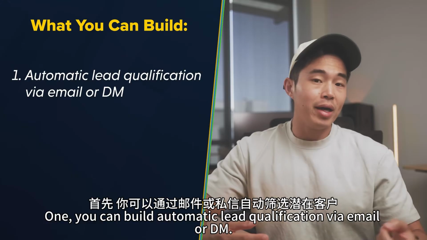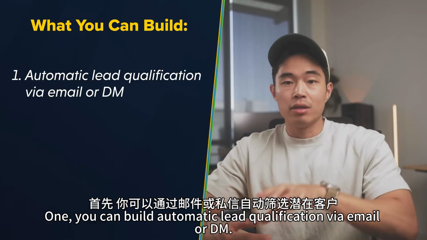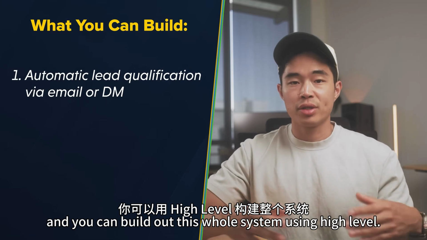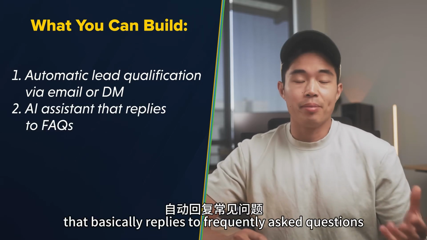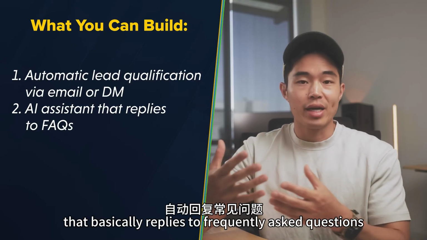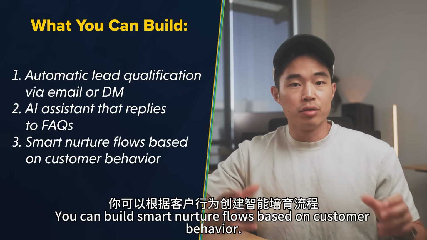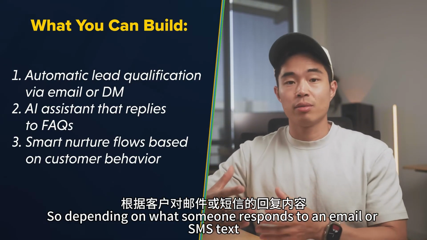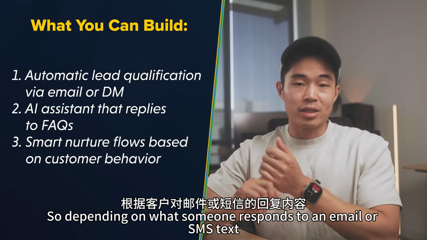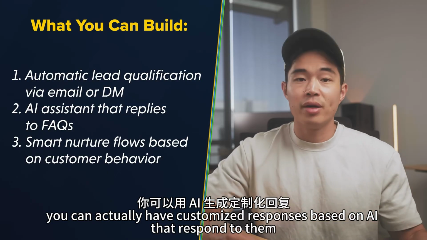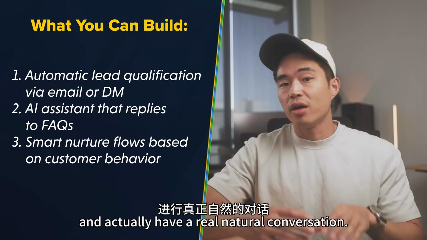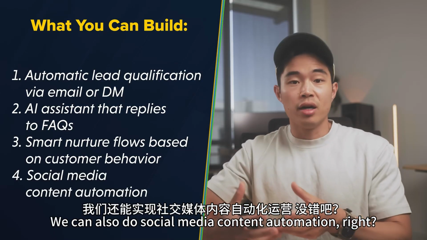One, you can build automatic lead qualification via email or DM. The qualification is done using AI, and you can build out this whole system using GoHighLevel. You can build an AI assistant that replies to frequently asked questions, or a chatbot. You can build smart nurture flows based on customer behavior. So depending on what someone responds to in email or SMS text, you can have customized AI responses that actually have a real natural conversation with them. You can also do social media content automation, right?